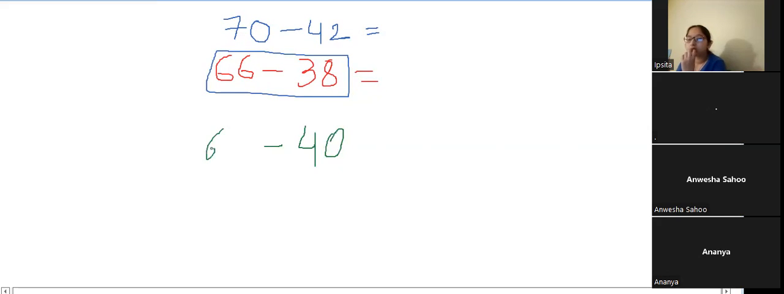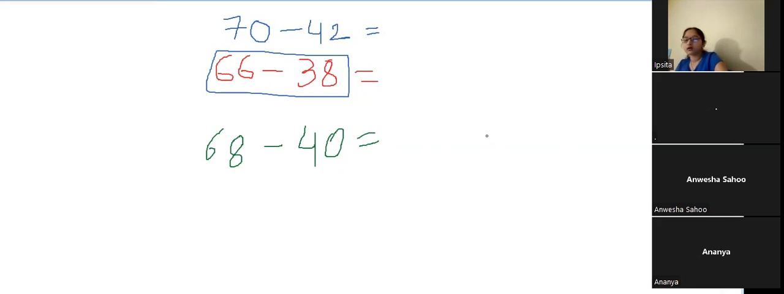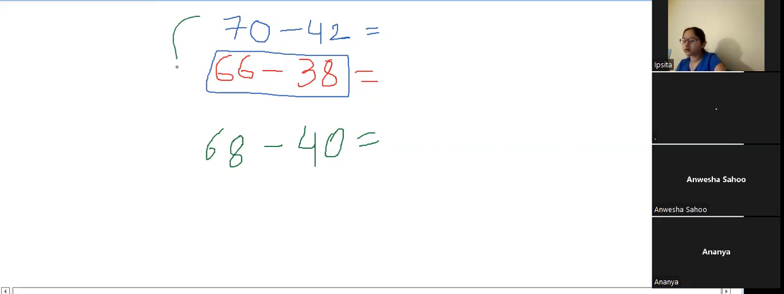And it becomes 68. Now tell the difference. In all the 3 cases, is the difference same, or is there any variation? I think they're all the same. Yeah, in all the 3 cases, the difference is same. In all the 3 cases, the answer is same.